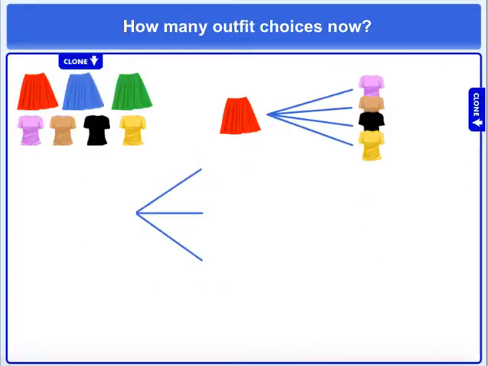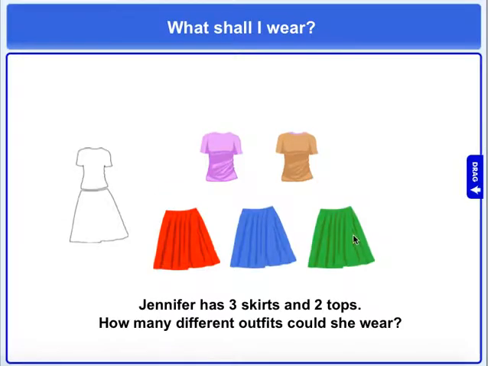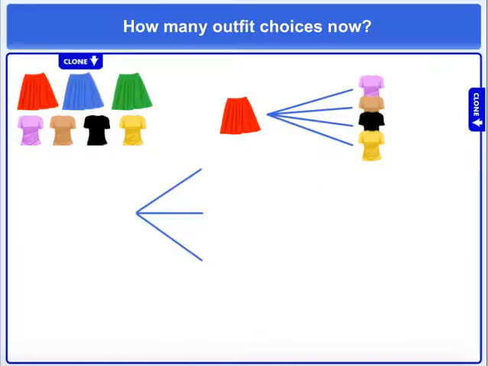Well, in this case, we would say for each shirt, she could have a skirt. So if we go, this shirt can go with the red, the blue, or the green. And then the tan shirt can go with the red, blue, or green. Meaning that there are 6 different outcomes. Well, interestingly enough, 3 times 2 is 6. Let's see if it works together.